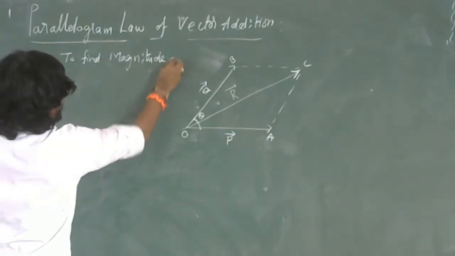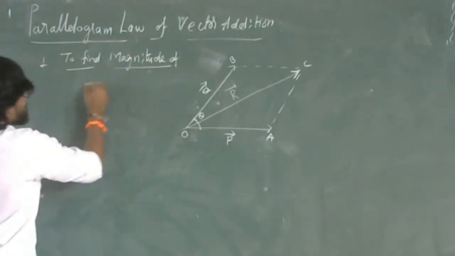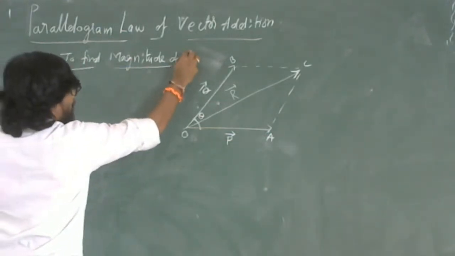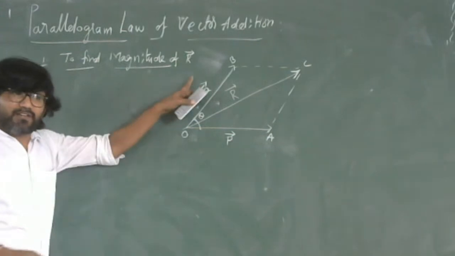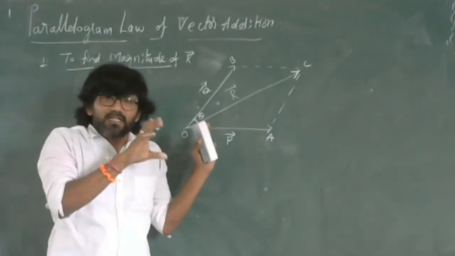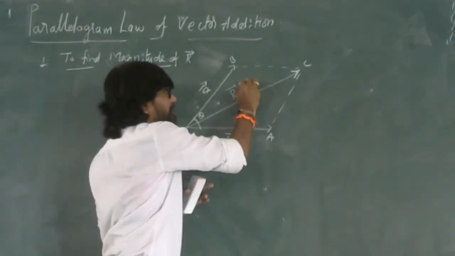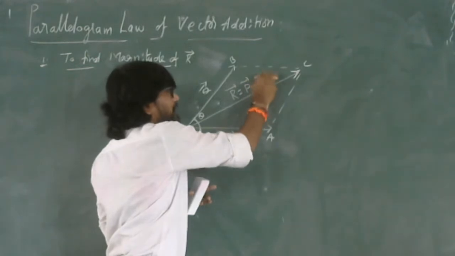To find the magnitude of the resultant, let's say R vector. Magnitude of R vector, that is the resultant vector. Resultant here is nothing but the sum. Means you can write this resultant is nothing but P vector plus Q vector.